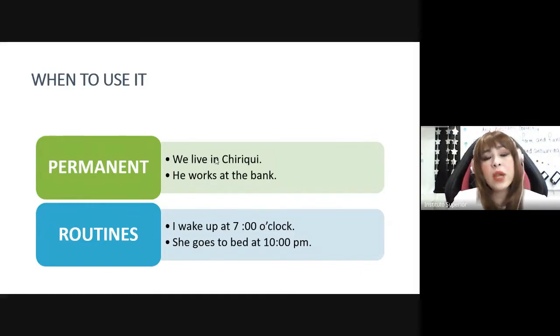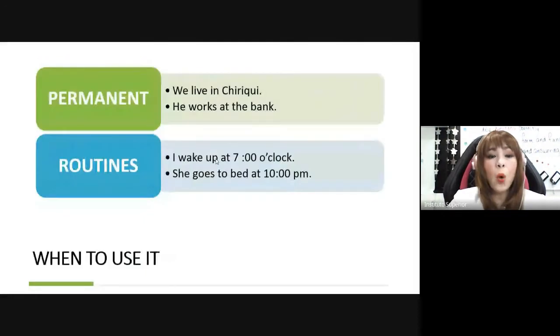Also, we use simple present tense when we talk about routines. For example, I wake up at 7 o'clock every day. She goes to bed at 10 p.m. Those are routines, things that you do day by day at the same time.